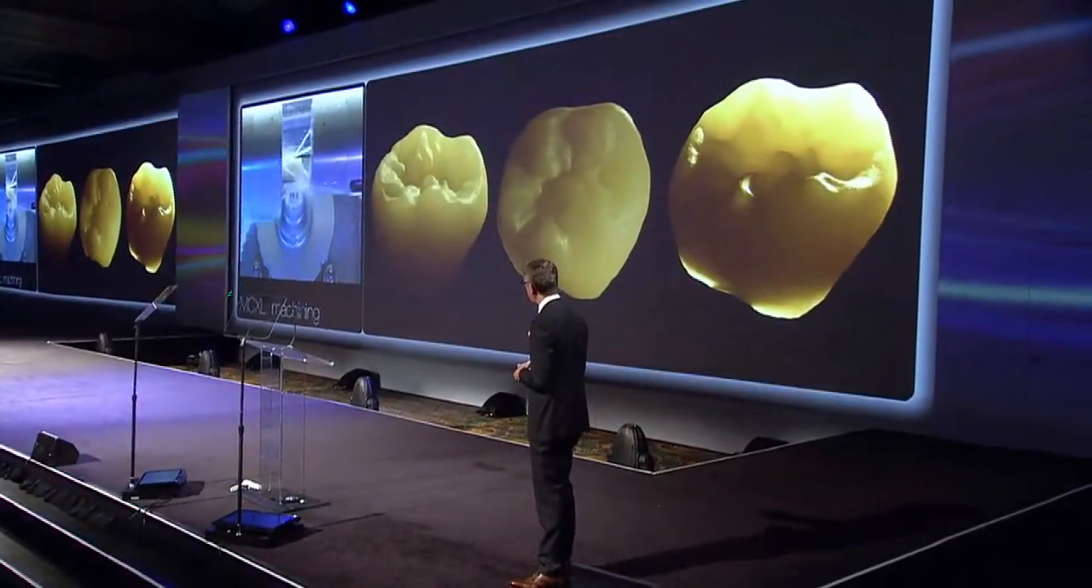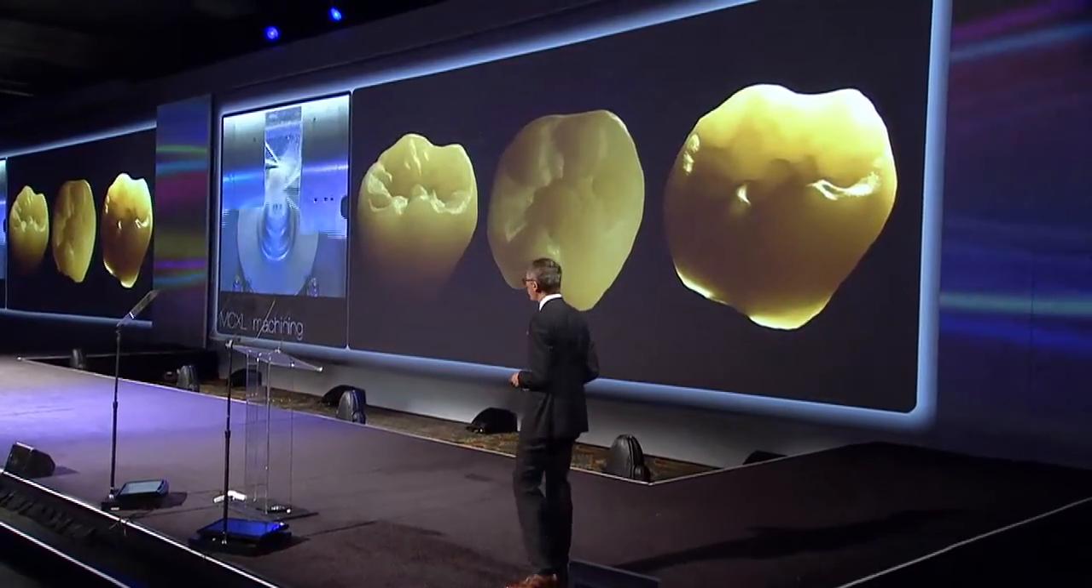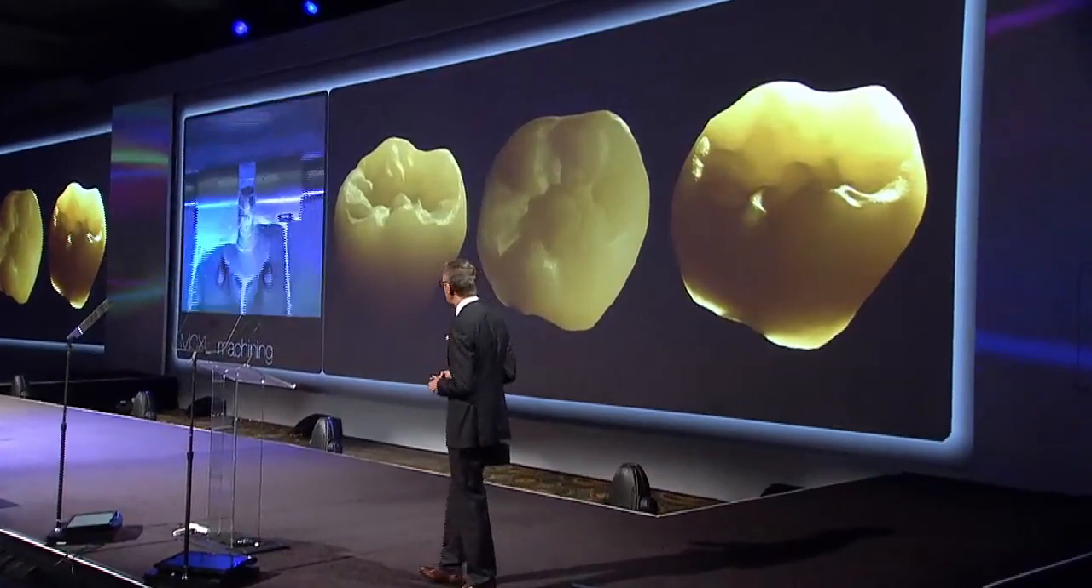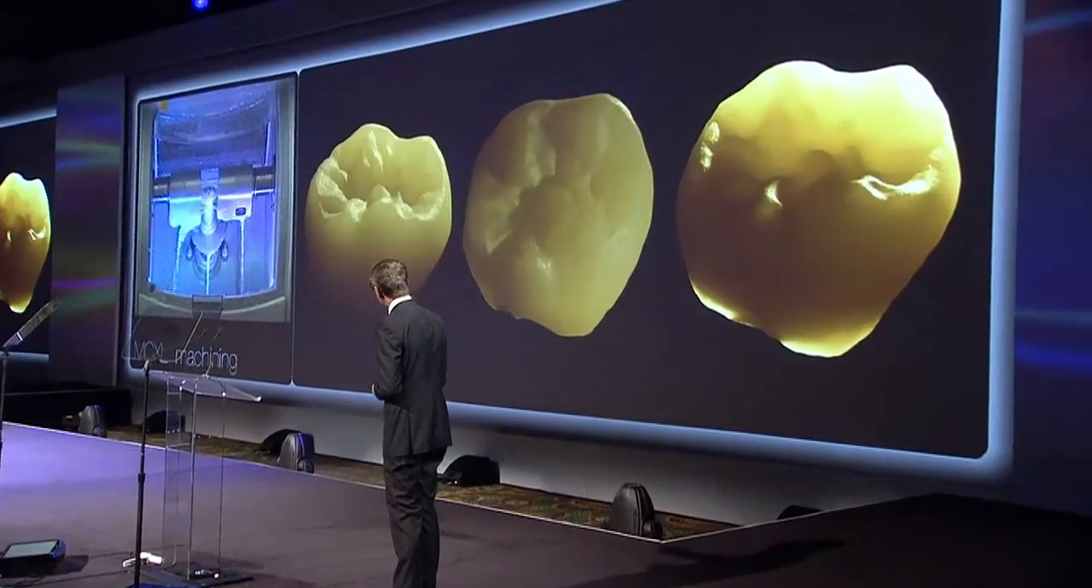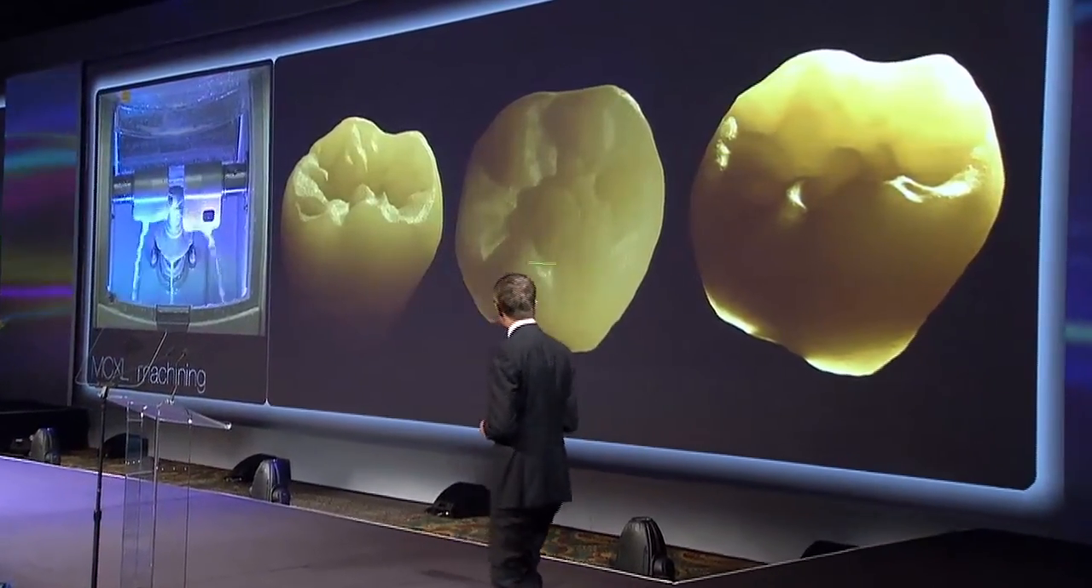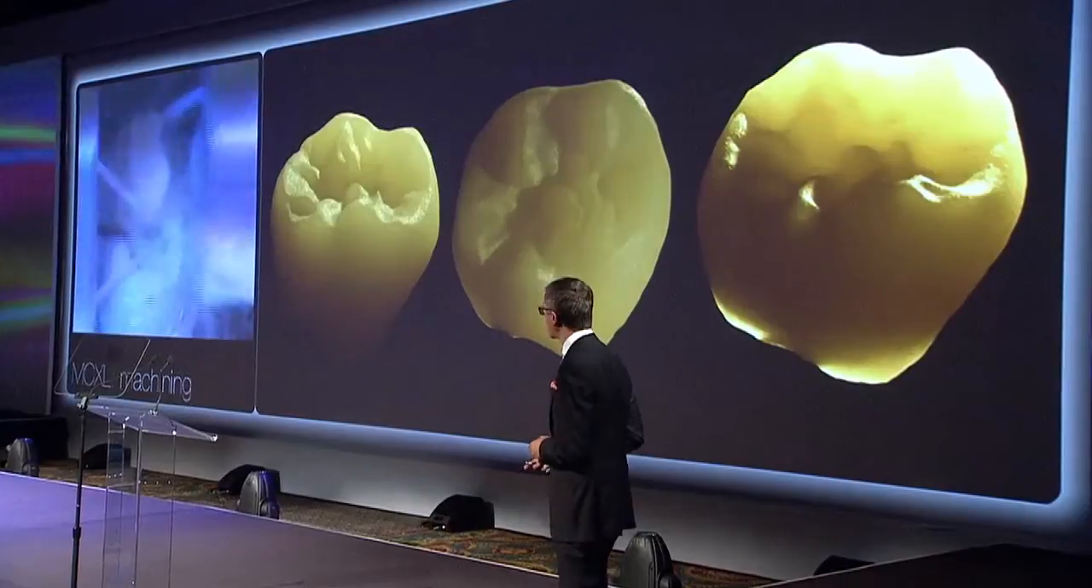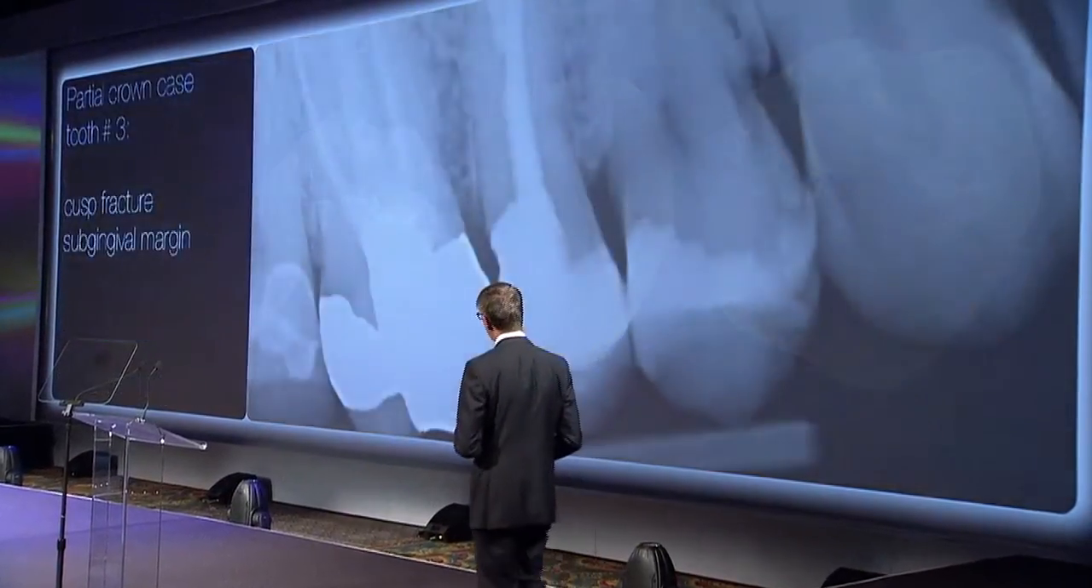Machining is the same for both. You can use the MCXL or your in-lab machining unit, or you can also use your small machining unit in order to machine your restoration, and this is a result of a crown directly after the machining process, for example.